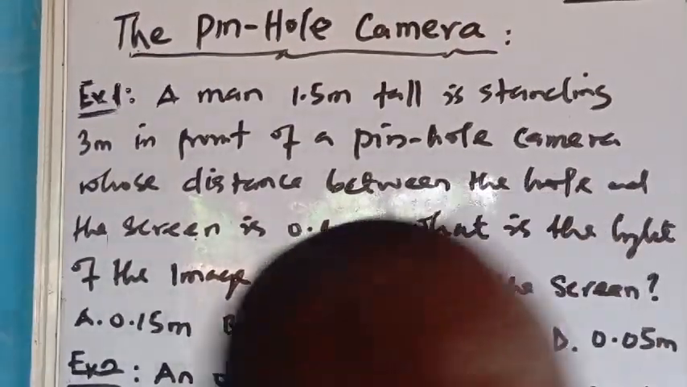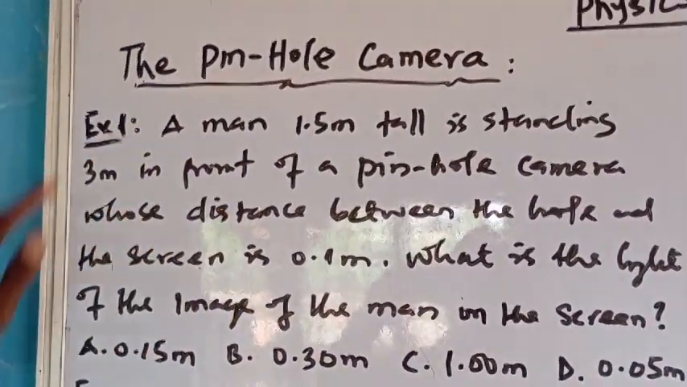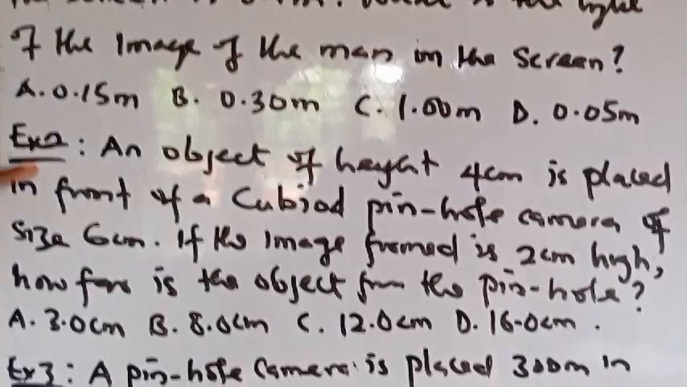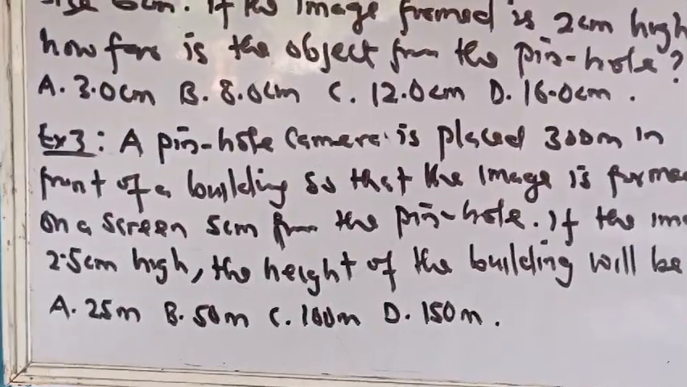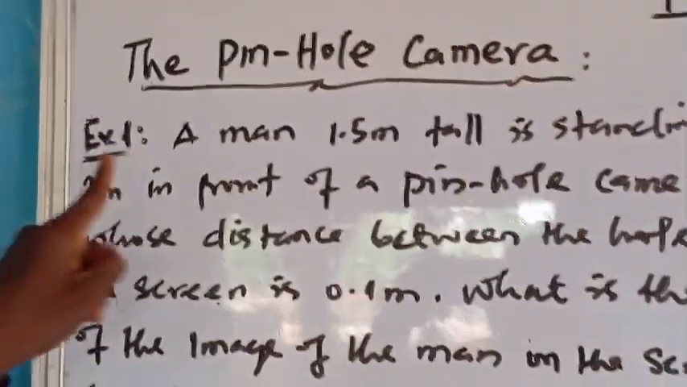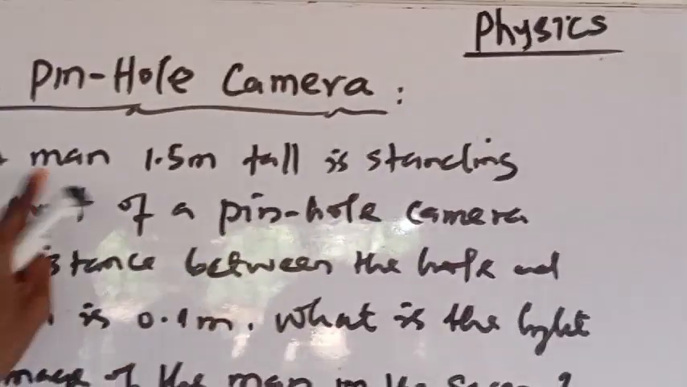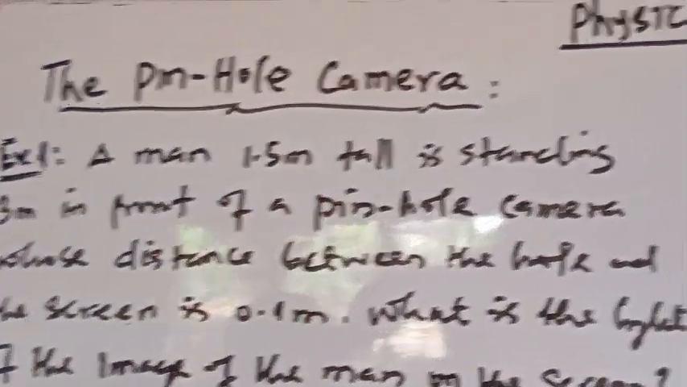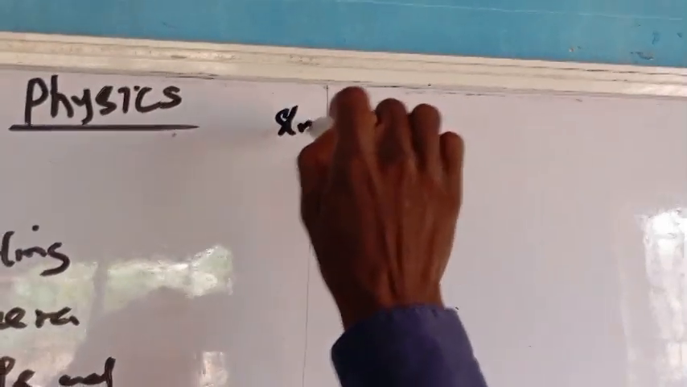Now here we have some examples on the pinhole camera: example 1, 2, and 3. If you look very well, I want to look at this example 1. Let's look at it. It says a man 1.5 meter tall. Now, let's take the solution.